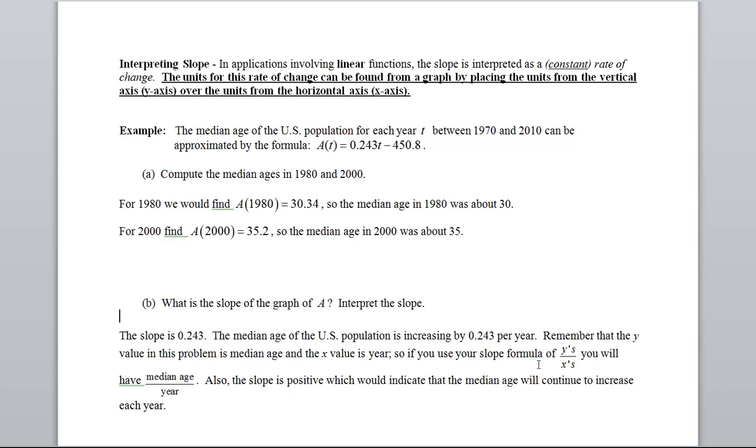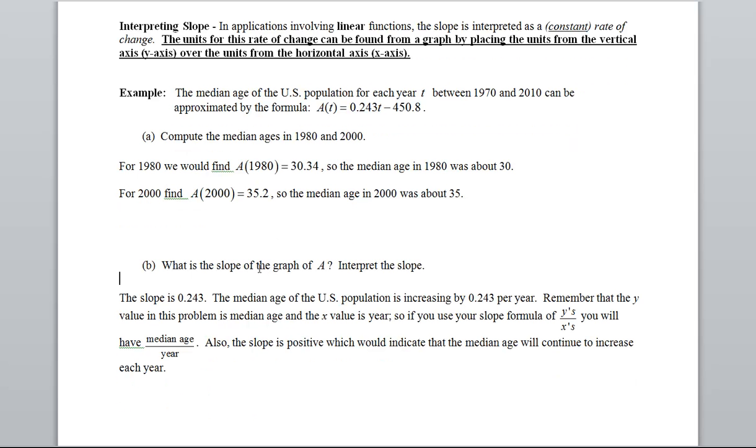So if you use your formula of y's over x's, you will have, and I call this a word fraction, but it helps me for the interpretation because I can say median age per year. And again, I say the slope is positive, which indicates that the median age will continue to increase each year. And we saw that true here when we looked at 1980. The median age was about 30, and in 2000 it's about 35. So it is going to continue to increase. Okay. So think about a word fraction when you see the word interpret the slope. You will have to do that.